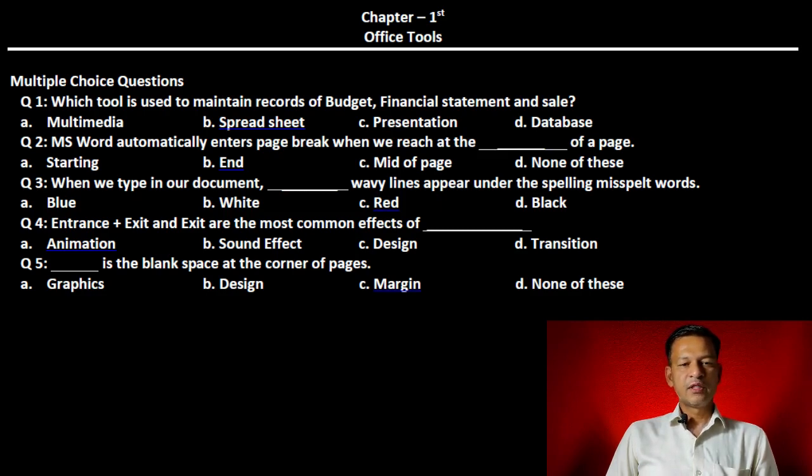Fourth one, enter plus exit and exit are the most common effects of dash. Option A, animation, B, sound effect, C, design and D, transition. So our right answer is option A, animation. Fifth, dash is blank space at the corner of the page. A, graphics, B, design, C, margin and D, none of these. So our right answer is C, margin.